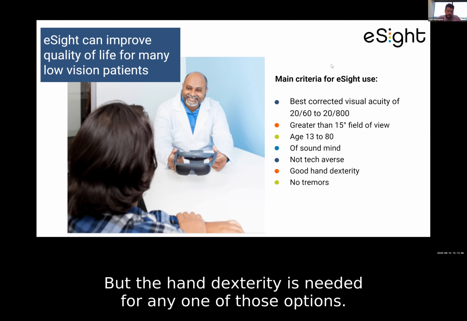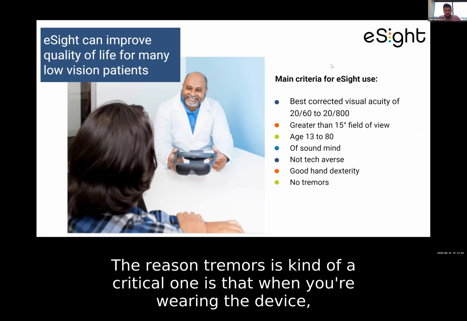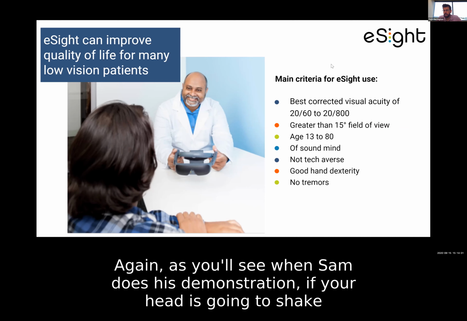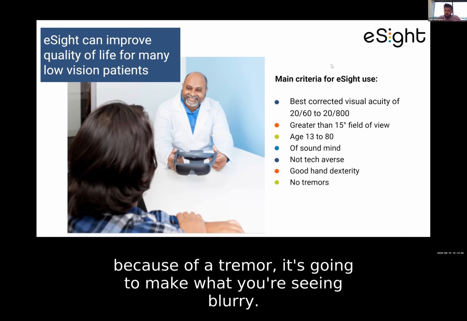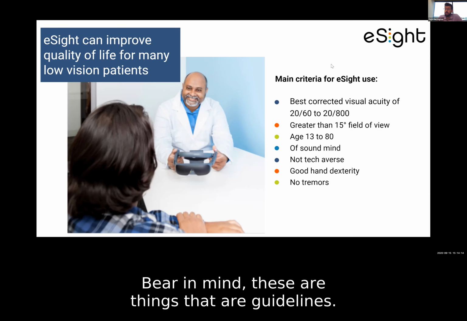And then tremors. The reason tremors is a critical one is that when you're wearing the device, if you do have any sort of a tremor or head shake, it impacts what you see. And as you'll see when Sam does his demonstration, if your head is going to shake because of a tremor, it's going to make what you're seeing blurry, and it's going to impact how well the device works for you.